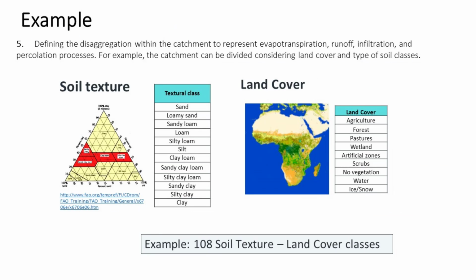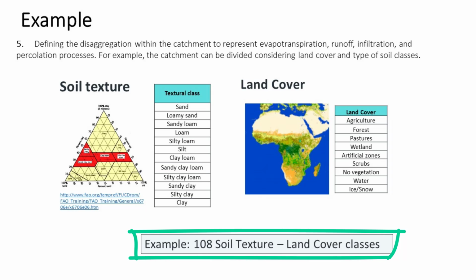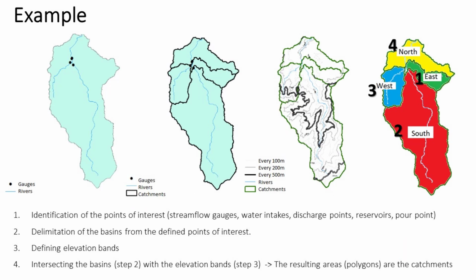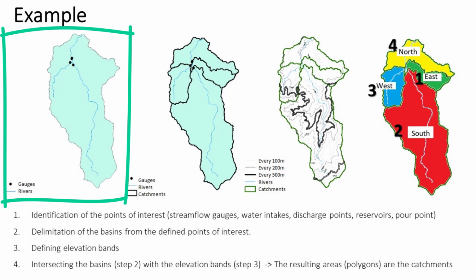As an example of the disaggregation that can be defined, considering these maps and using a geographic information system, you could make the intersection between catchments, soil, and land cover. As a result, each catchment will have a subclassification of 108 classes corresponding to the combination of soil and land cover classes. If this were the study area, we could follow the steps we have seen previously to define the catchment and their structure. In this example, the points of interest correspond to the location of streamflow gauges.